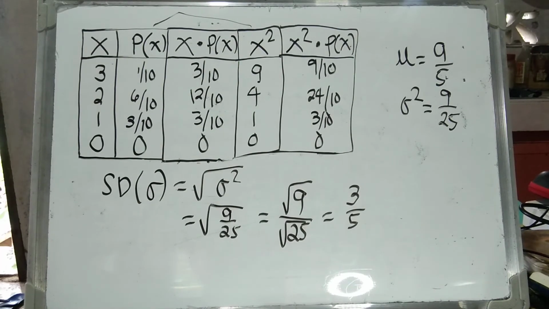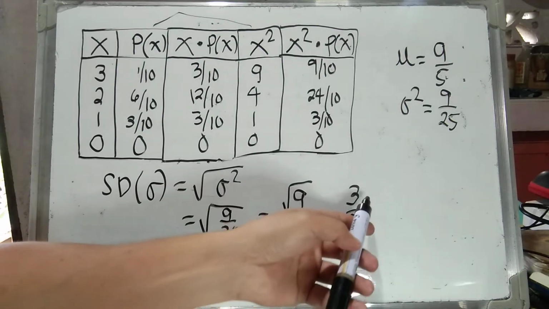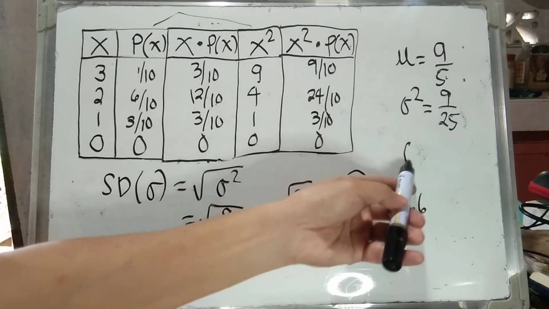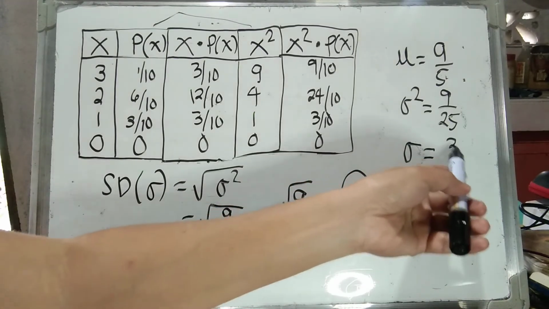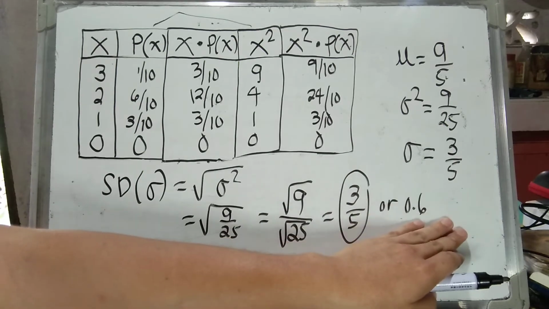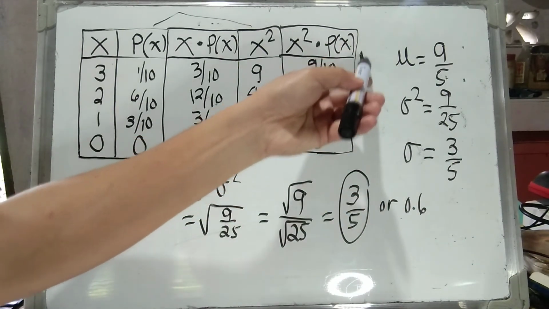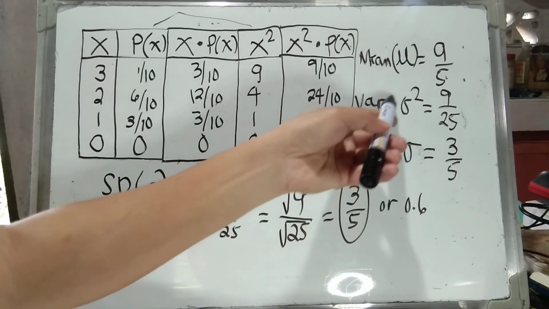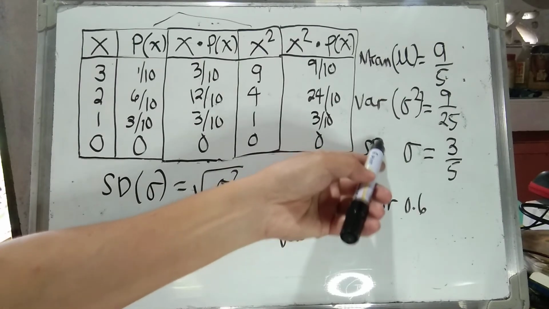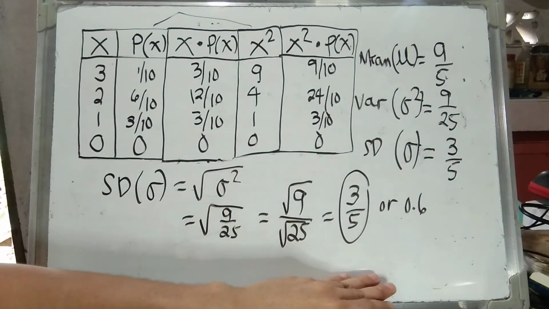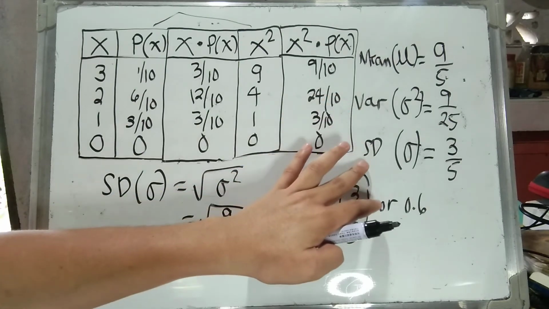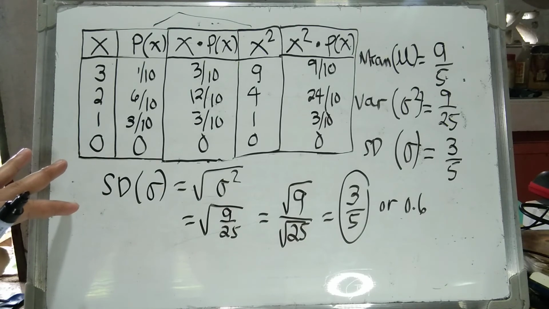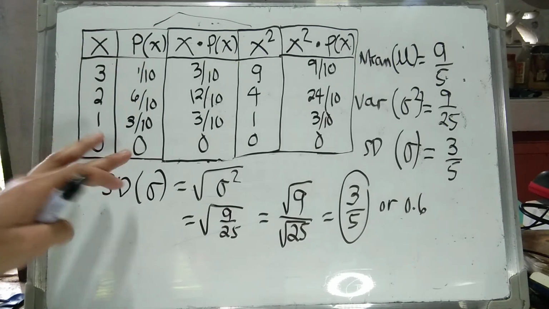If you transform 3 over 5 into decimal figure, it is 0.6. So our standard deviation is 3 over 5. This is our mean, or the expected value. This is our variance, and this is our standard deviation. This is how to find the mean, the variance, and the standard deviation given a probability distribution consisting of the random values and its probability.